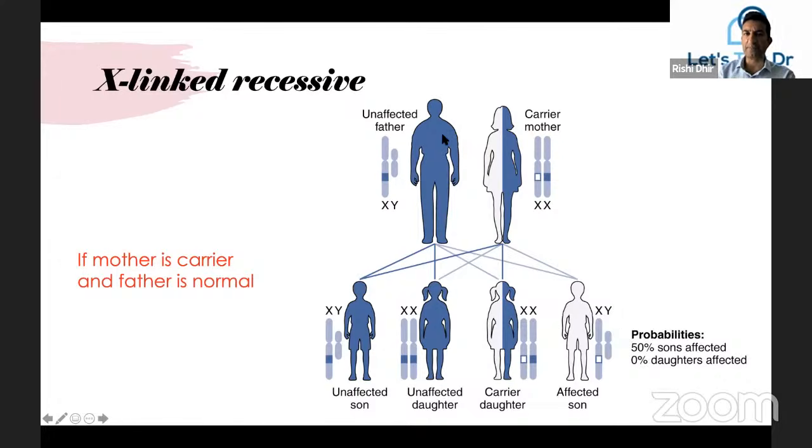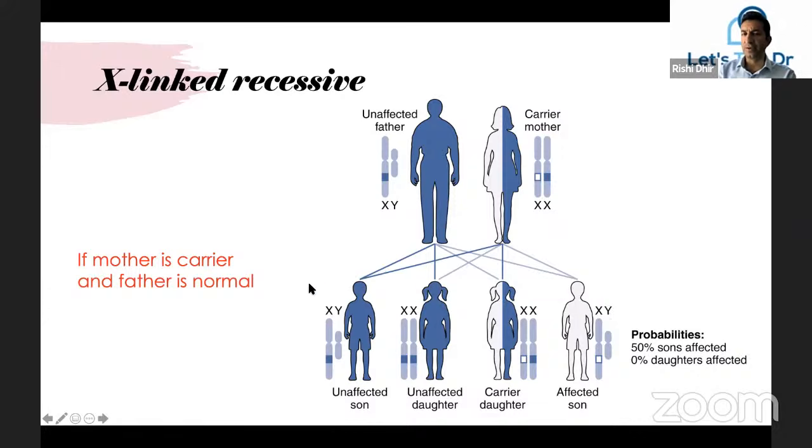So let's do that again. Unaffected father, X, Y, but carrier mother. She's got the diseased allele on one of her chromosomes. So the son will take the Y from the dad and will take, let's say, a normal from the mum. Okay, so that son, sorry, we'll take the Y from the dad and we'll take the diseased allele from the mum. So that son will be affected. He cannot mask the diseased allele with his Y.